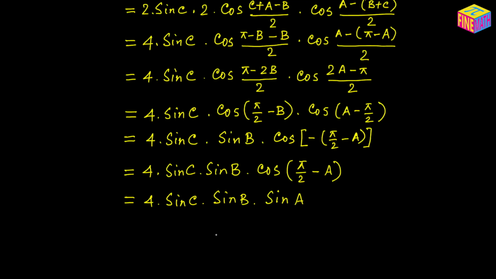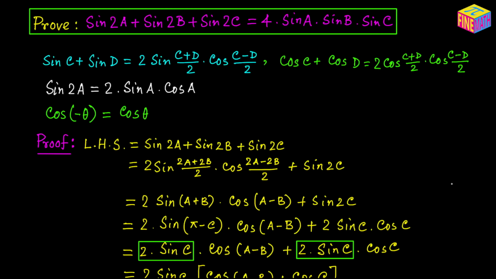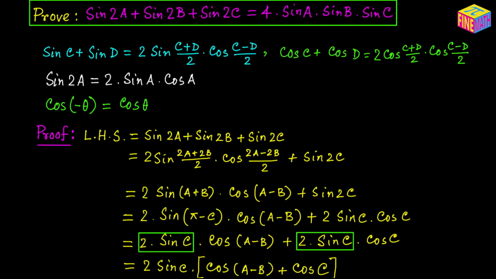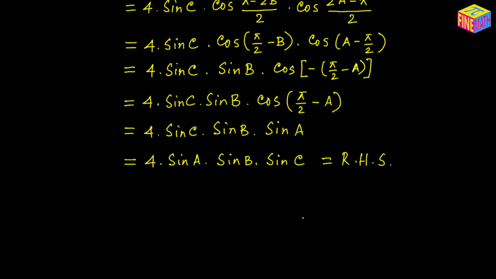Now I think we are almost there, so let's just reorganize a little bit. We are going to write it as 4 times sine of a times sine of b times sine of c, and that is definitely equal to the right hand side. So hence it is proved. We have been able to prove the identity. Now if you take a look at the identity, we had sine of 2a plus sine of 2b plus sine of 2c is equal to 4 times sine of a times sine of b times sine of c, and that's exactly what we have proved down below. So the proof is complete now.